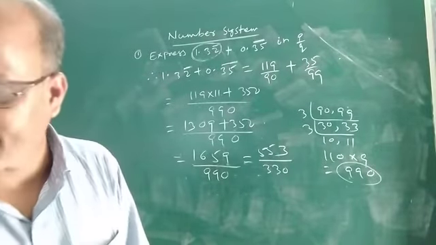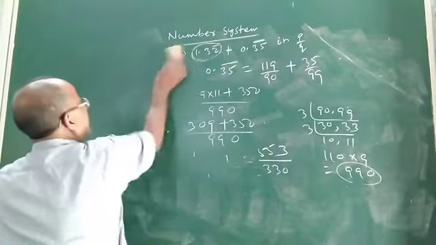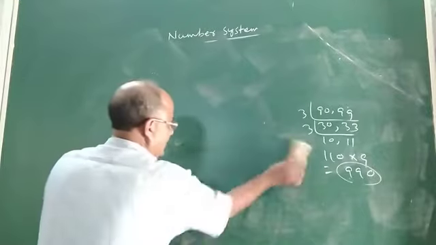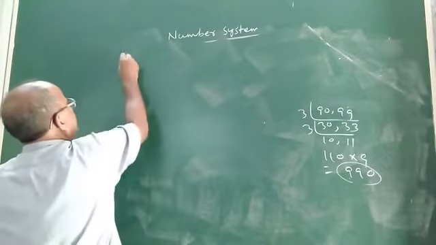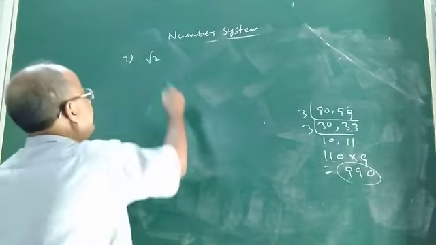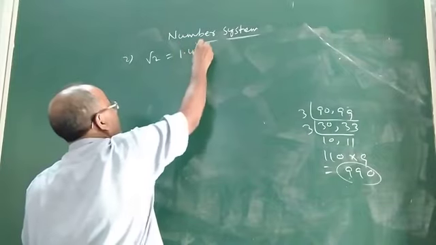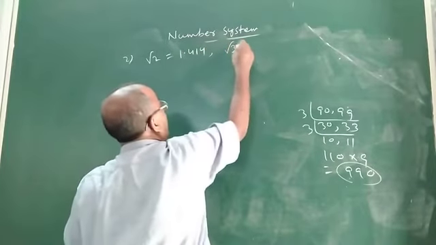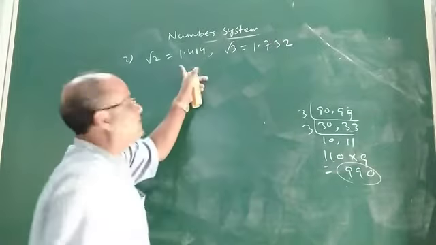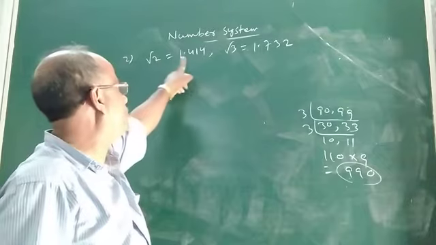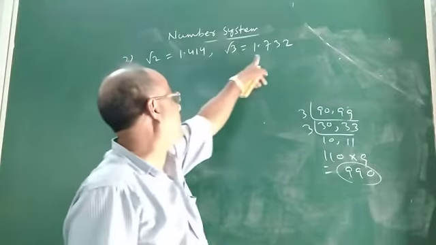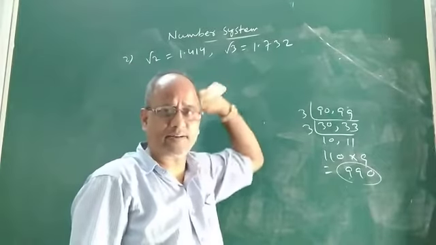Okay. Now let me discuss another question. See, suppose you are given a question like this. Suppose you are given the value of root 2. See, root 2 equal to 1.414. The value of root 3 is 1.732, correct to 3 decimal places. See, the value of root 2 correct to 3 decimal places is given, say 1.414. The value of root 3 correct to 3 decimal places is given, say 1.732.